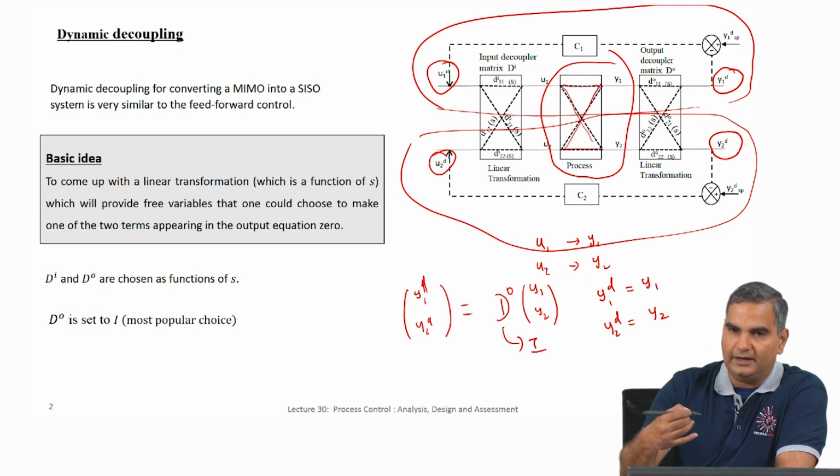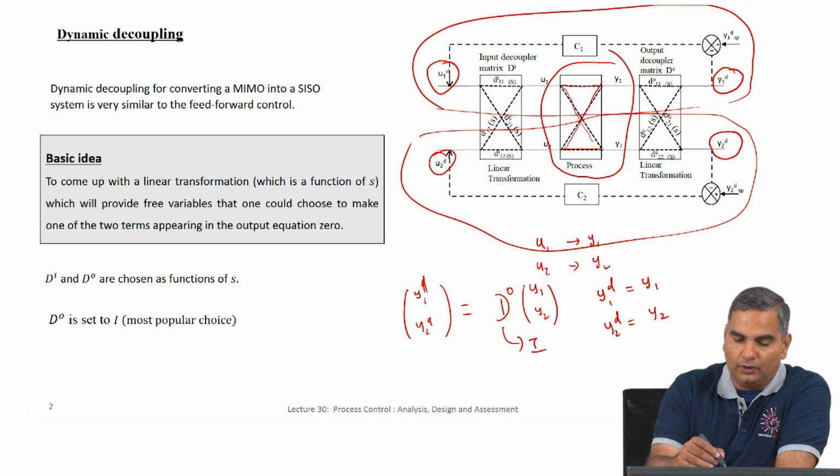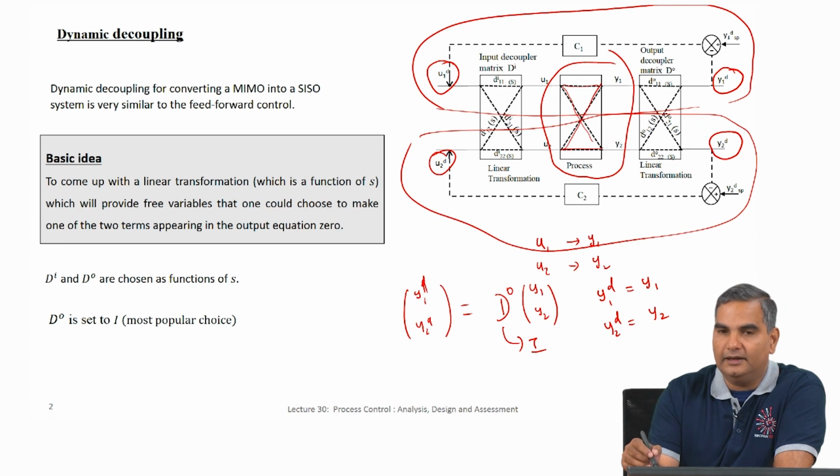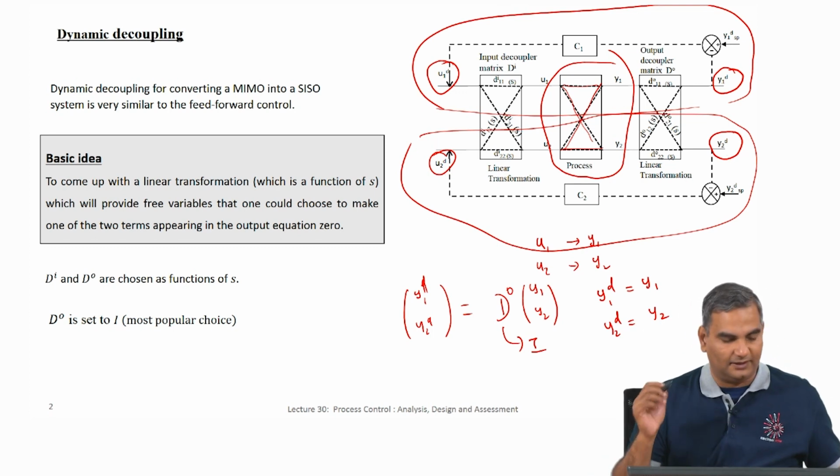If we want to really decouple these loops, what we are saying is, I want to come up with u1 decoupled and u2 decoupled in such a way that u1 decoupled has only impact on y1 decoupled, no impact on y2 decoupled, and u2 decoupled has only impact on y2 decoupled and not on y1 decoupled. So, that is the basic idea.